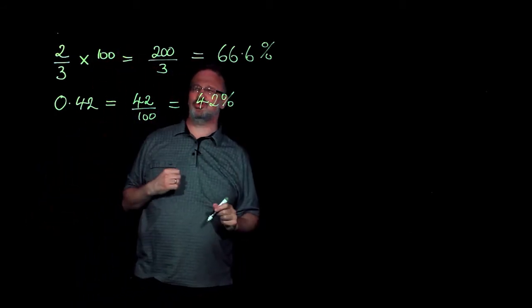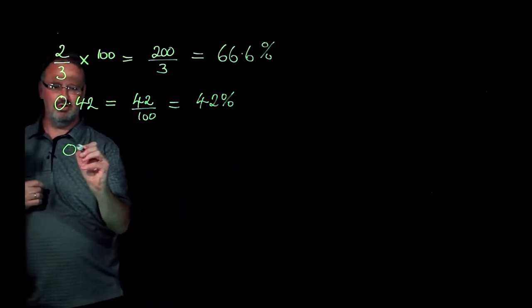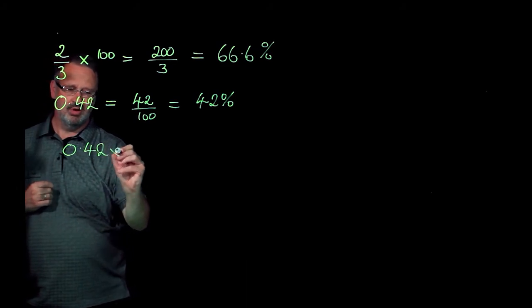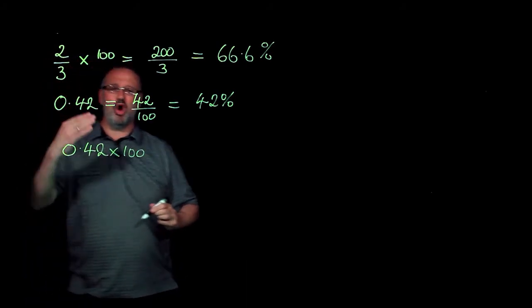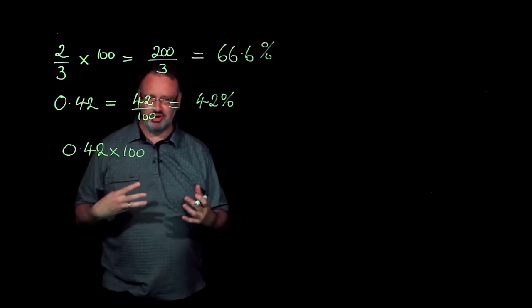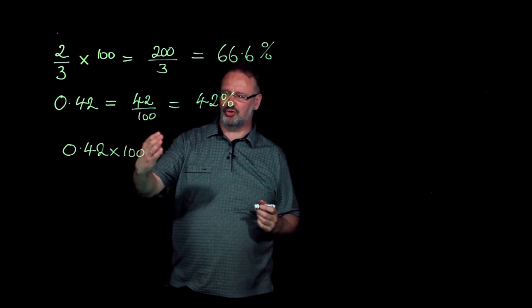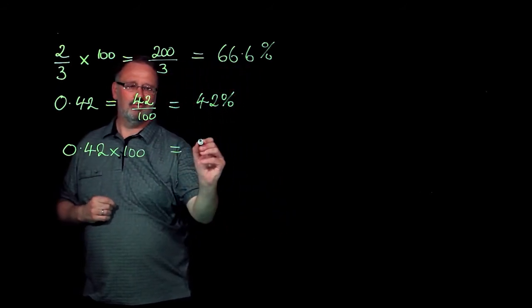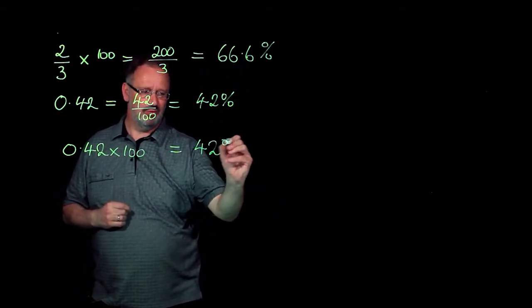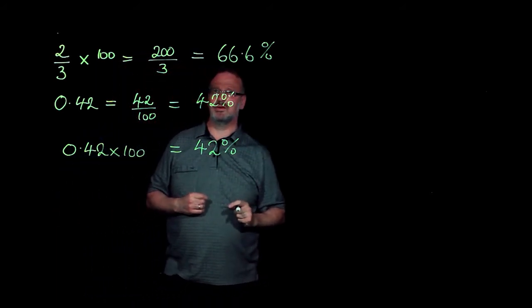Linking to what I've done with the 2/3, I could say 0.42 times 100 of 100, multiplying by 100. This will give me 0.42 times 100 is equal to 42, which of course means it's 42%.